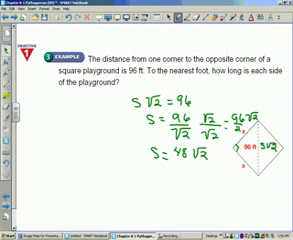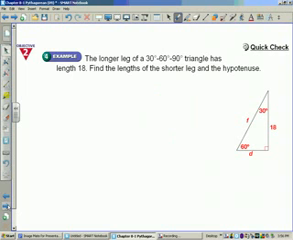Here's a 30, 60, 90 triangle. Opposite the 30 is x. Opposite 60 is x roots of 3. Opposite the right angle is 2x. So first I write my ratios, and then I try to solve for x. So here I'm given 18, and that equals x roots of 3, and we do our algebra.